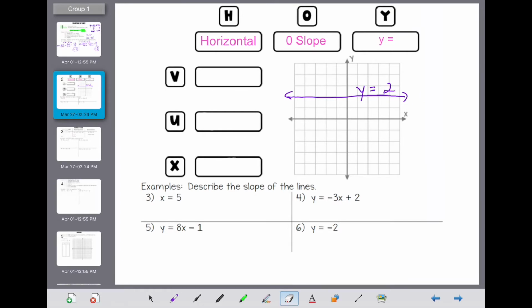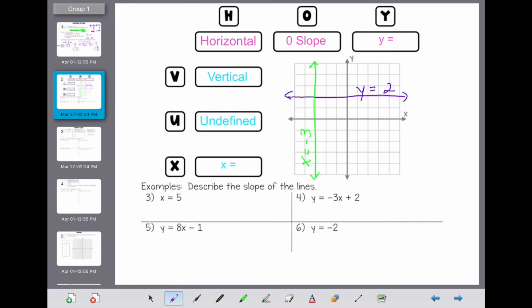And then for VUX, the V stands for vertical. U stands for undefined. Vertical lines have an undefined slope. And X for x equals. So vertical lines look like this. They're going to be straight up and down. And this line right here would be called x equals negative 3.